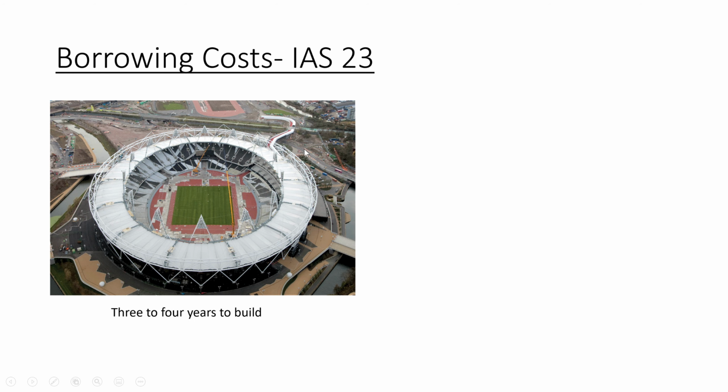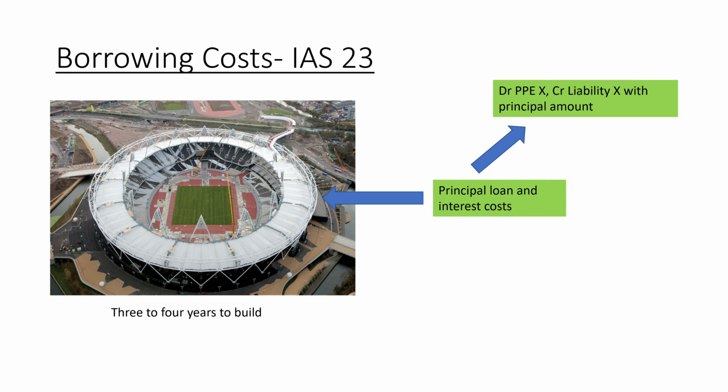So borrowing costs is governed by IAS 23, and to introduce it, I have a picture of the Olympic Stadium. The Olympic Stadium took about 3 to 4 years to build, and it was probably financed using loans, and those loans accumulated interest. So how do we account for the loan and the interest? Well, let's consider the principal amount on the loan. The principal amount on the loan was used to build the PPE. So we would have done debit PPE and credit the liability with the principal amount.